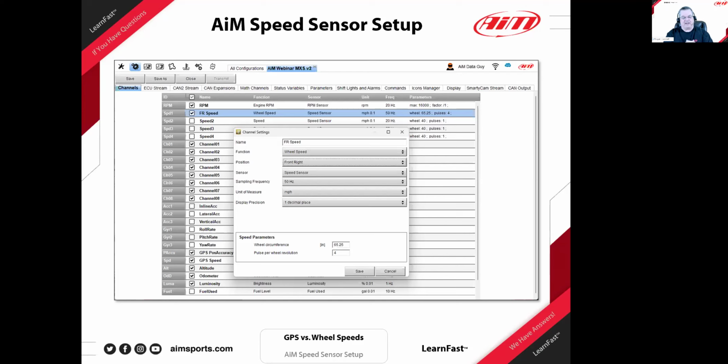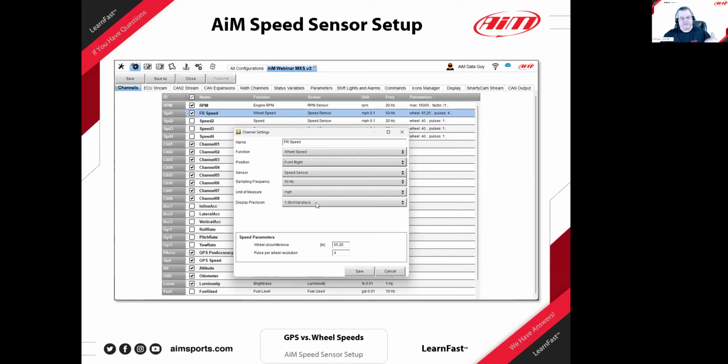I have kind of settled on 50 hertz, 50 samples per second of wheel speed is probably a good place to be. Some people would say 20, some people would say 100. But I've kind of settled on 50 as a pretty good overall number. So you try it out a couple. If you're going to add a speed sensor, you can change this very, very quickly and easily and see how that works for you. But I suggest 50.